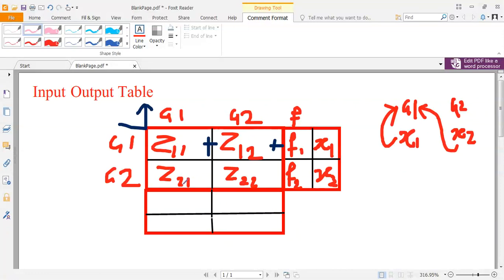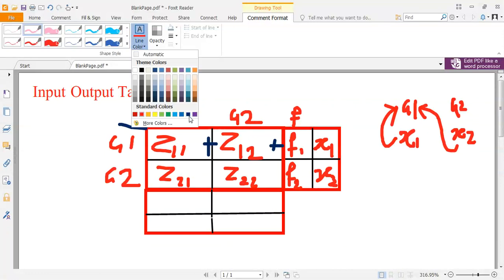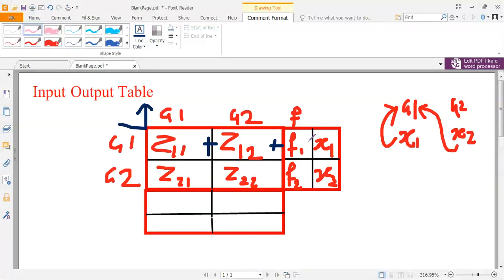Now, once we have this part of the table, we can get this beautiful relationship: Z11 plus Z12 plus F1 actually gives the value X1. Similarly, Z21 plus Z22 plus F2 gives the value X2. So the amount of X1 can be accounted for in terms of the raw materials used by other sectors and the final demand for that sector.